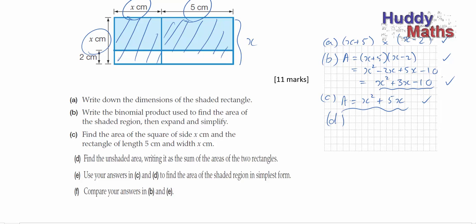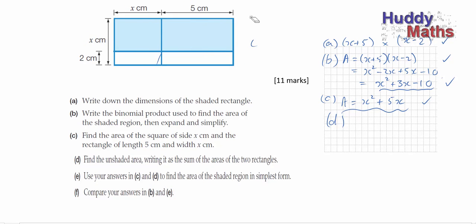Find the unshaded area, writing it as the sum of the areas of the two rectangles. So let's have a look. The unshaded is this here. So the area there is 2 by x, so this is x by 2, so 2x, plus over here, this is 5 by 2, so that's going to be 10. Okay, so there's one for that.